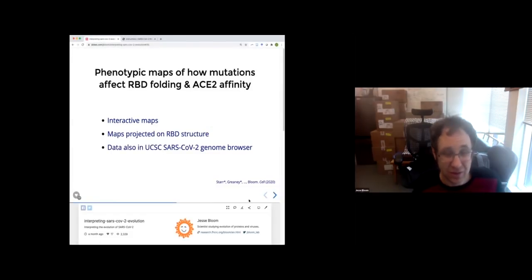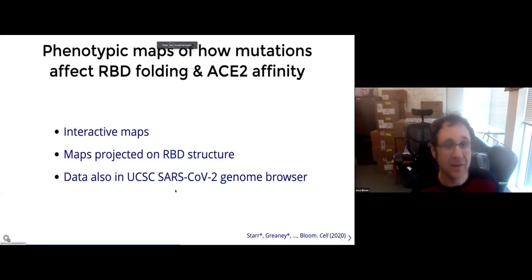And you can also display these in various other ways. You can project these phenotypic maps onto the structure of the RBD. Here's a link to do that. And they've been integrated into various browsers, such as the UCSC SARS-CoV-2 genome browser, where you can look at these biochemical phenotypes in conjunction with other information related to, let's say, the virus's evolution in nature.